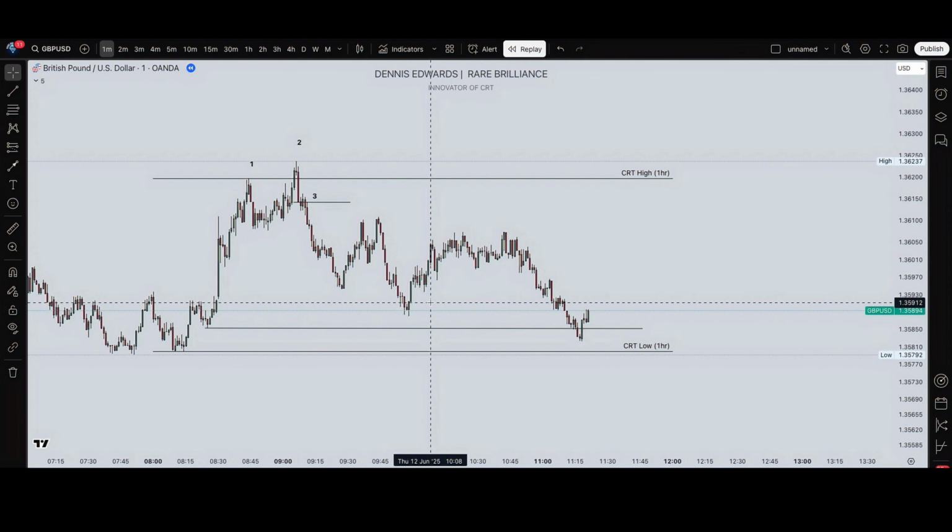And that would be pretty much it for this video. I hope this video helped you see CRT very clearly and in a very simple format, being 1, 2, 3: accumulation, manipulation, and expansion or distribution.